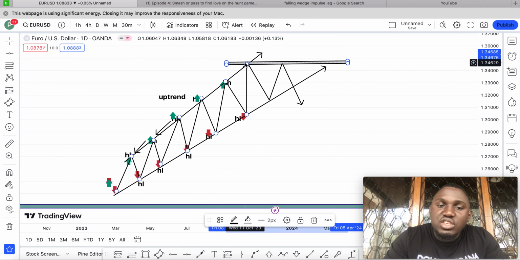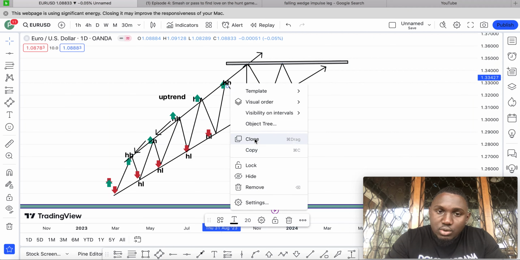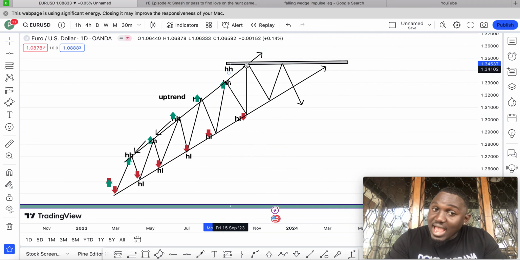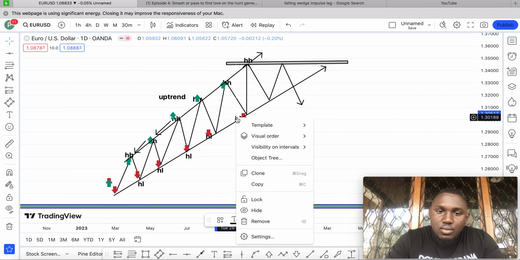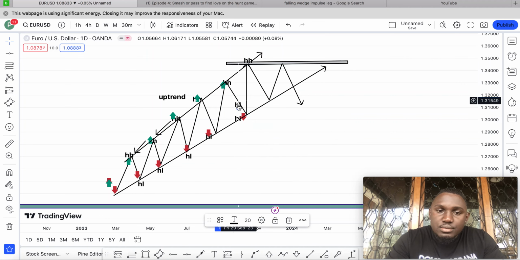So price failed to keep a higher high. Instead of keeping a higher high, price made a higher high, made a higher low. So we have price make a higher high here. Price actually made a higher high here. This is it, because it's higher than this high. And it actually made a higher low here, because this low is higher than this low.